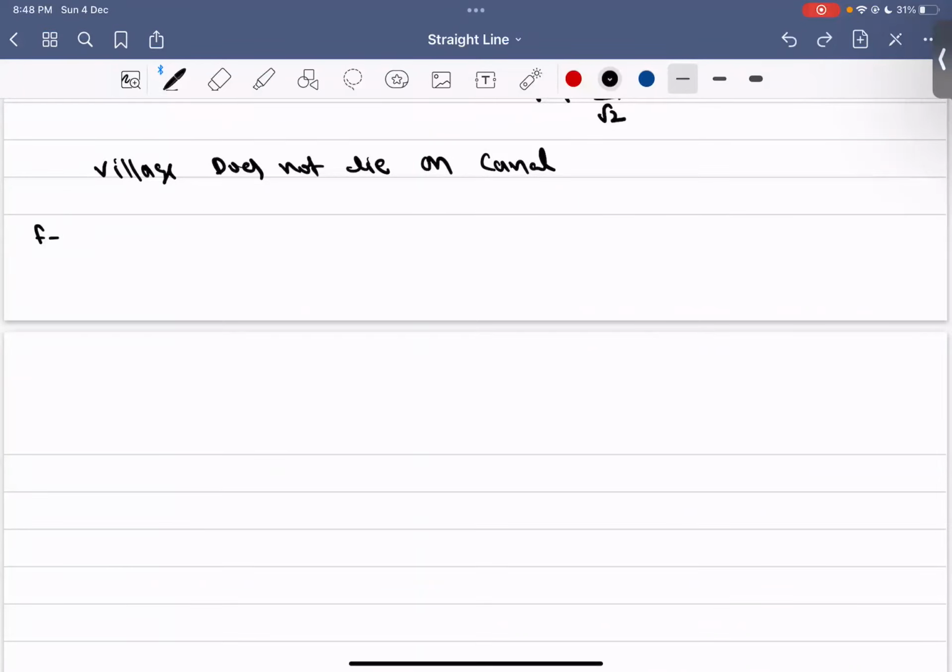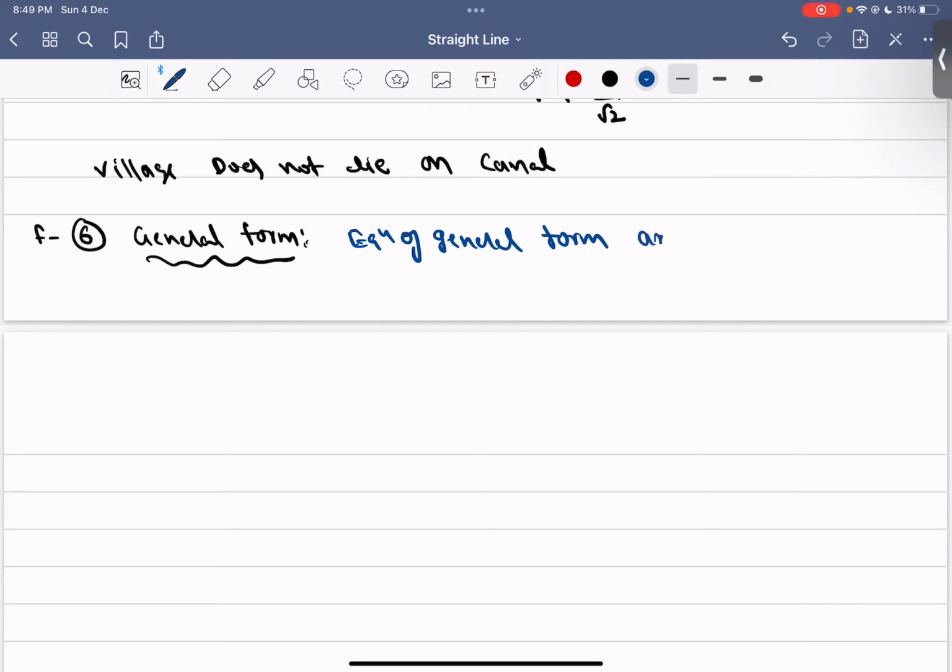General form. So general form is this one, equation of general form: ax plus by plus c equals 0. This is called the general form of a straight line.